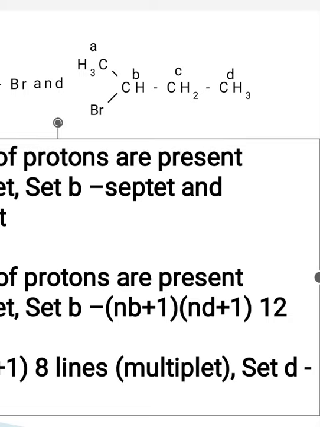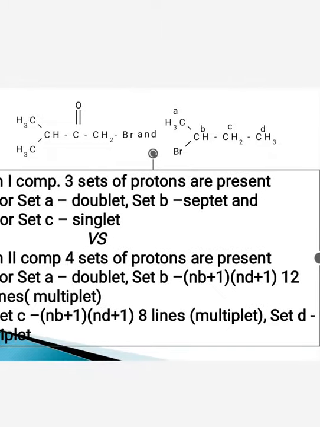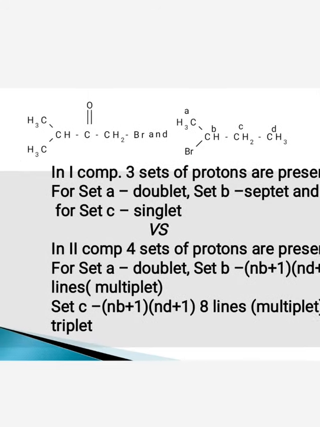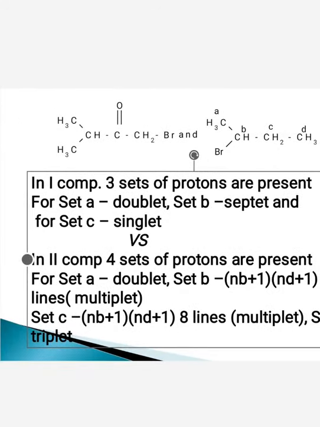Here is one correction, see here. For the number of lines for B set of protons equals (Na plus 1) into (Nc plus 1), means 4 into 3. We get total 12 lines for the set B. Now the total number of lines for C set of protons.